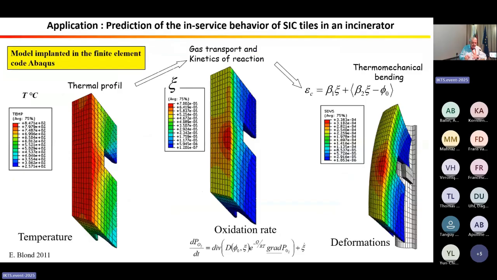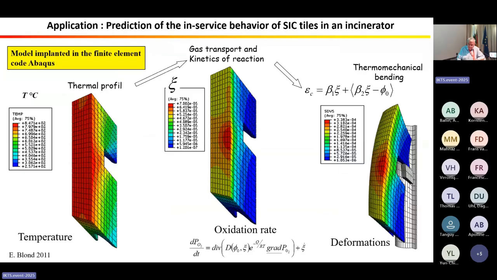Here it's a model which was implemented in the finite element code Abaqus, which predicts the in-service behavior of silicon carbide tiles in an incineration plant. First, we have the thermal profile. Then we determine the oxidation rate, which depends on the gas transport and kinetics of reaction, and we deduce the effect of this oxidation rate on the thermomechanical loading of the tiles.